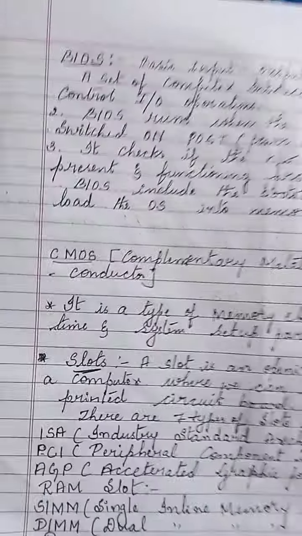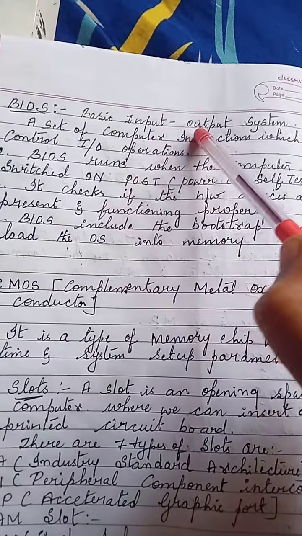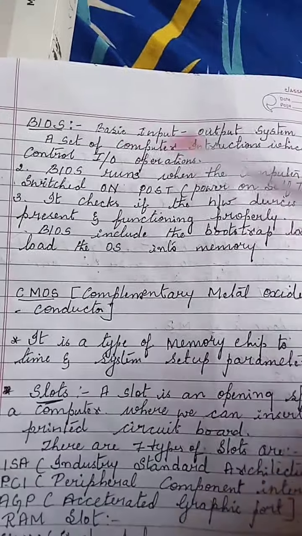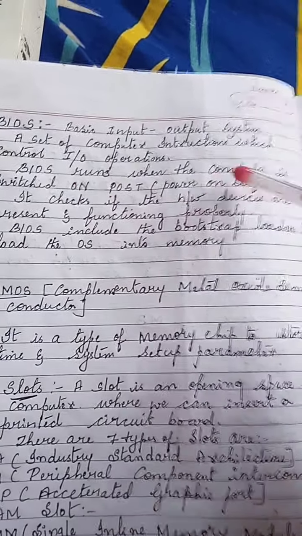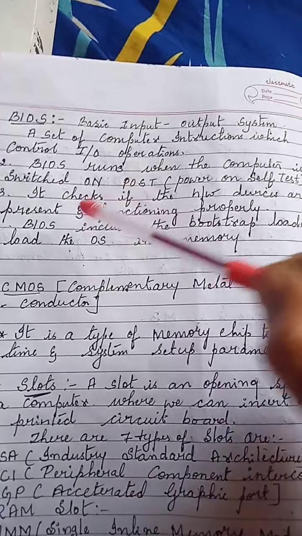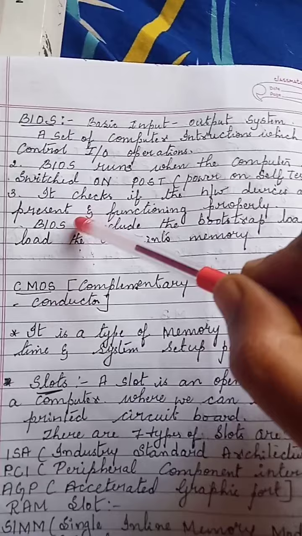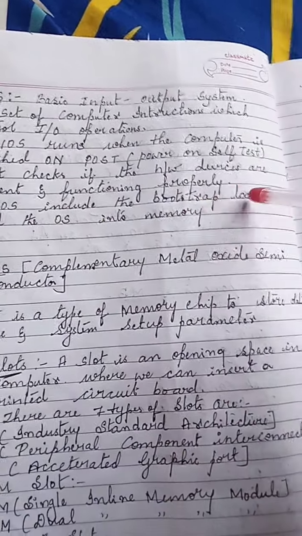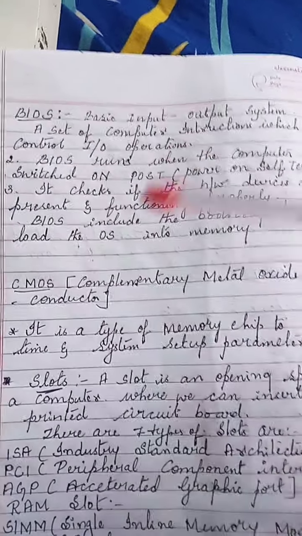Next is BIOS. Let us see what is BIOS. BIOS full form is basic input output system. It is a set of computer instructions which control IO operation. BIOS runs when the computer is switched on. It checks if hardware devices are present and functioning properly. BIOS includes the bootstrap loader to load the operating system into memory.